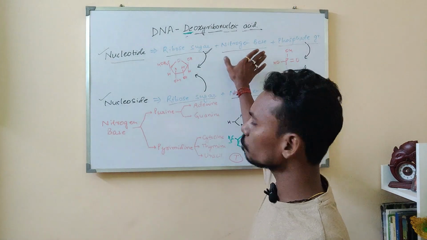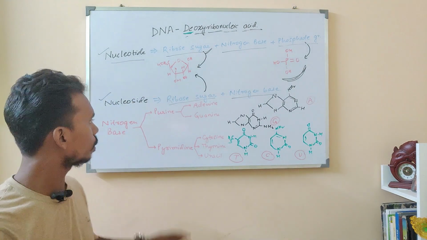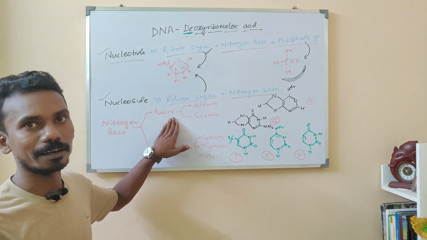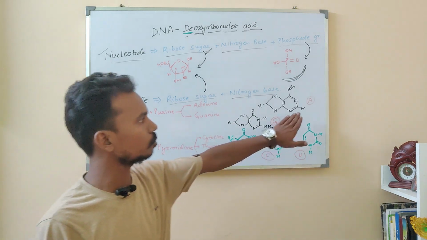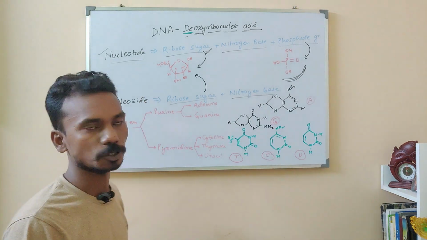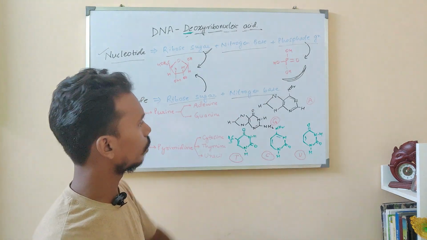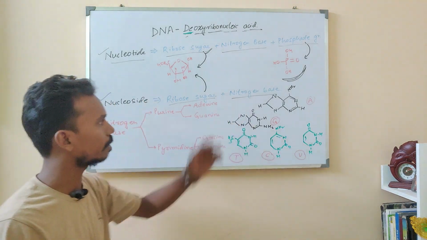Now talking about the nitrogen bases, nitrogen bases are basically of two types. One is purine and another one is pyrimidine. Purine bases are again of two kinds: adenine and guanine. The structures of adenine and guanine are as shown here. There are actually two cycles, a heterocyclic compound, and in case of pyrimidine, these structures are simpler than the purines.